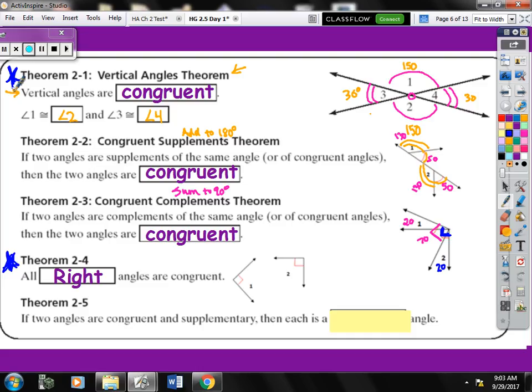The last one is theorem 2-5, which says if two angles are congruent and supplementary, then each is a right angle. So if they're congruent angles and they add to 180, they have to be 90 plus 90. Those are the only two numbers.